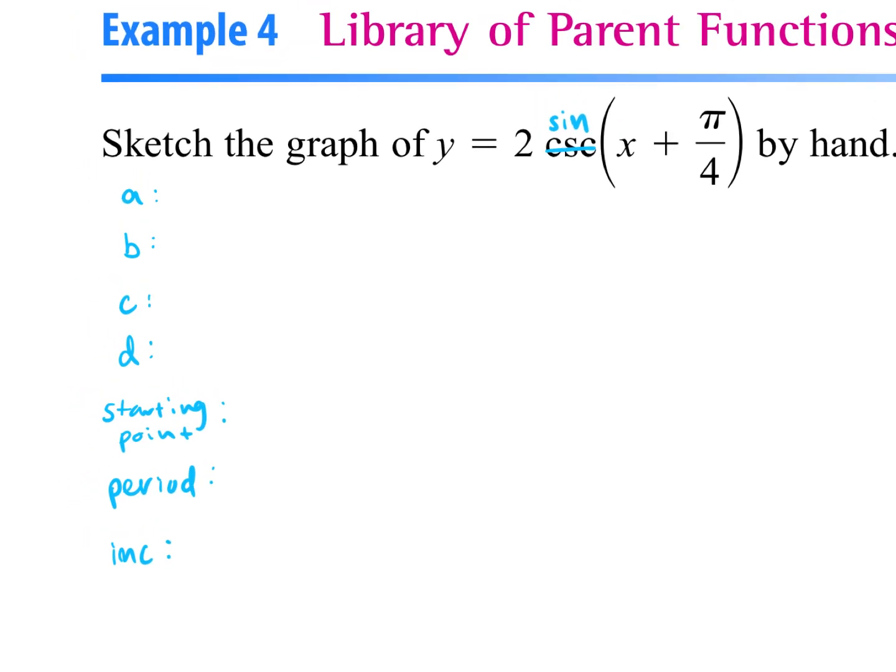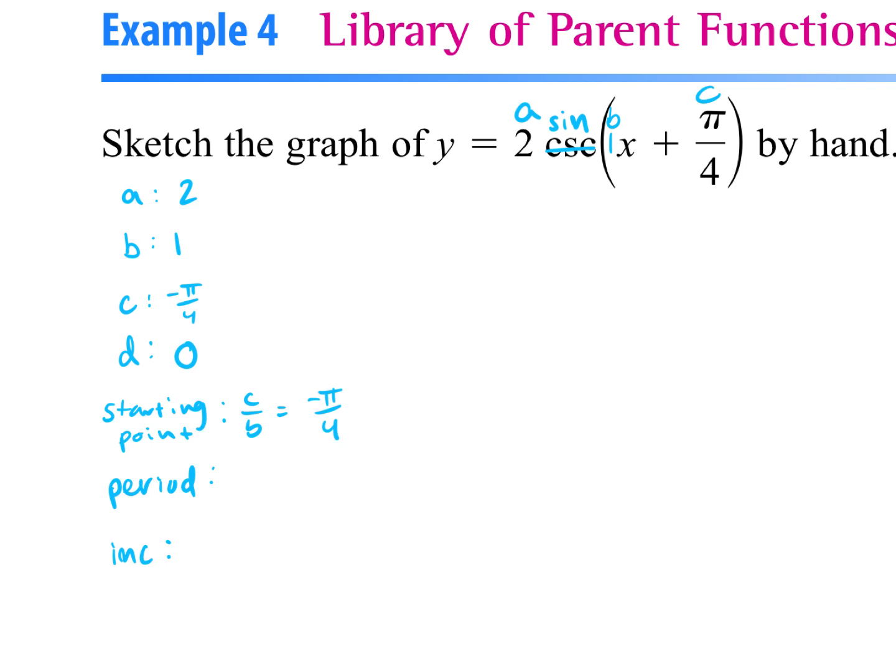What's the A here? 2. So remember, it goes in order. A. What's our B? 1. What's C? Awesome. We changed the sign, so it would be negative pi over 4. And what's D? 0. How do I find my starting point? C over B. So this would be negative pi over 4 over 1, which is just negative pi over 4.